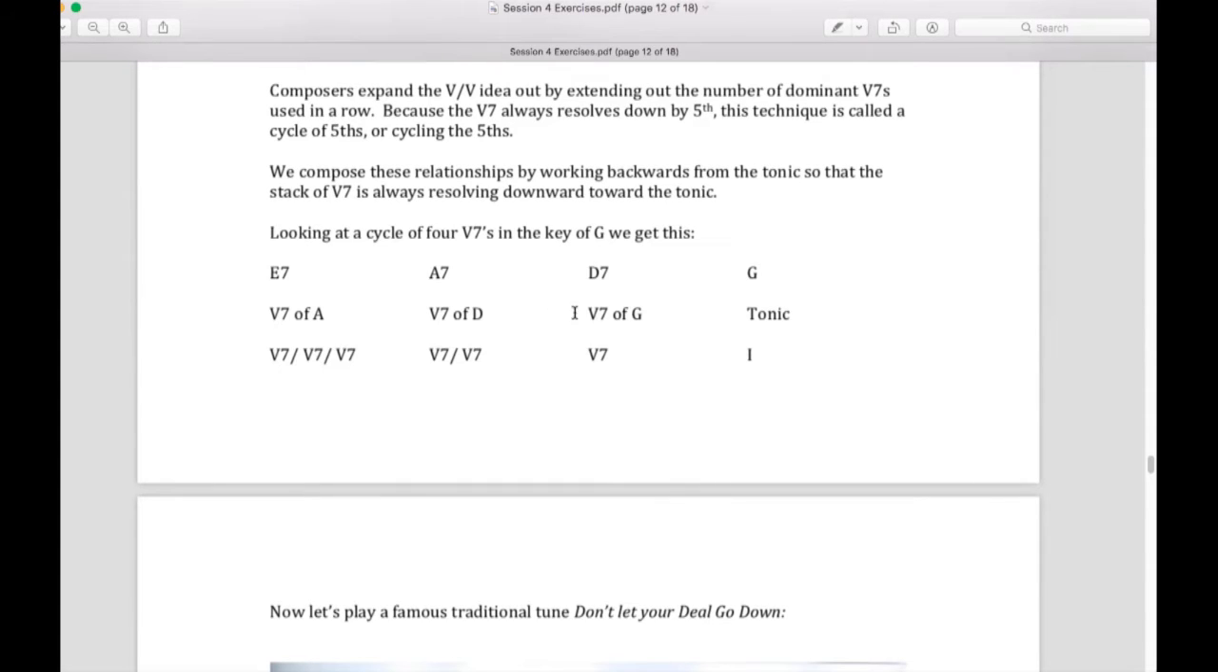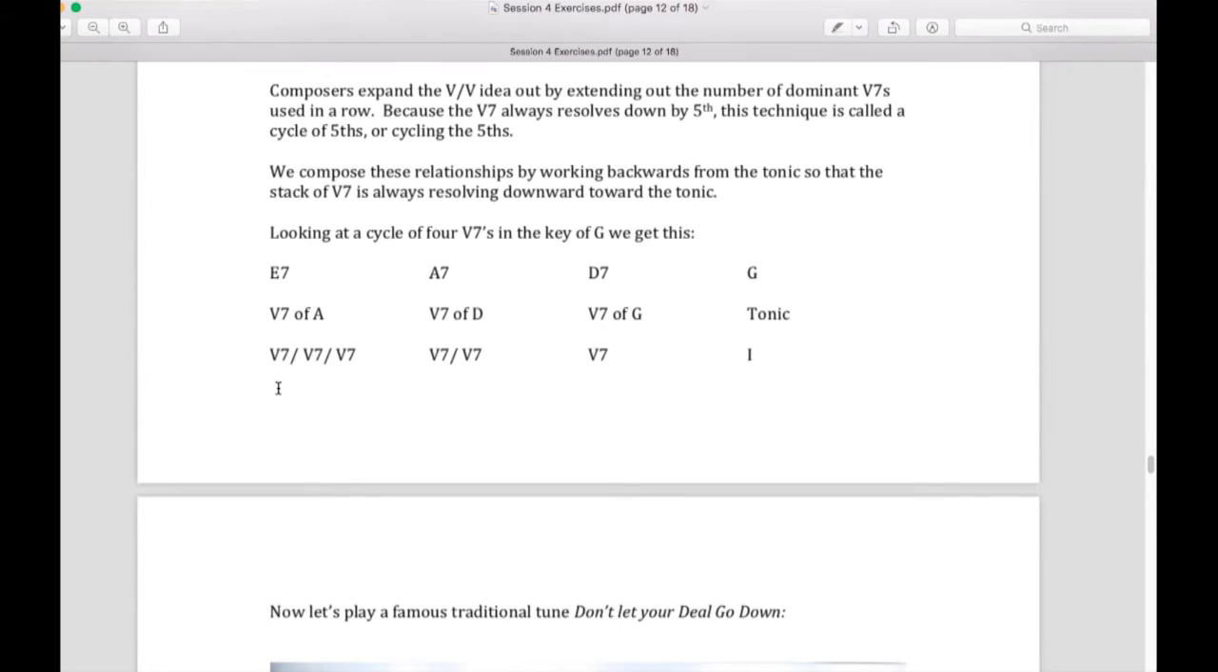The 5 of G is D7. The 5 of D7 is A7. The 5 of A7 is E7. So now working this way, we get a stack of fifths that all resolve downward. E resolves down to A, resolves down to D, resolves down to G, right? Da, da, dum, da. So let's play E7.